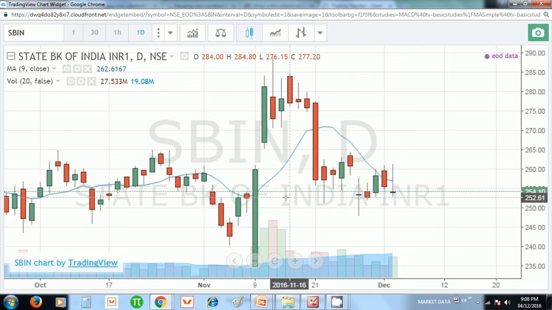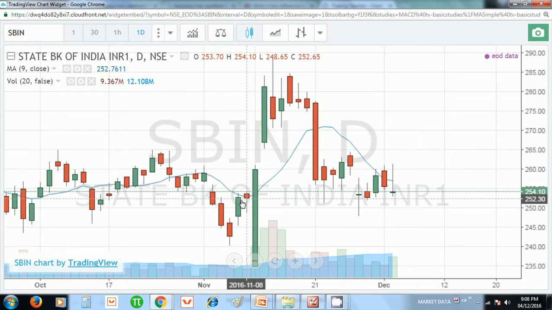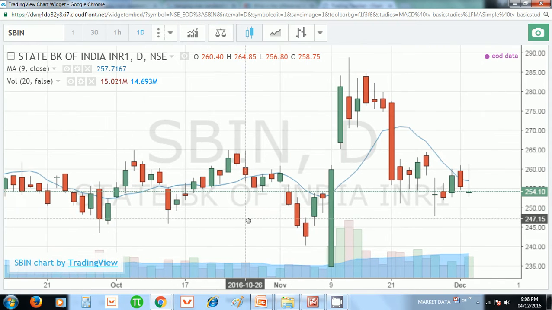The color of this hammer is red, so the market has started to pull back and goes to the downside. If the hammer appears in red color, I will show it here. You can look here, the hammer also appeared here on that day.